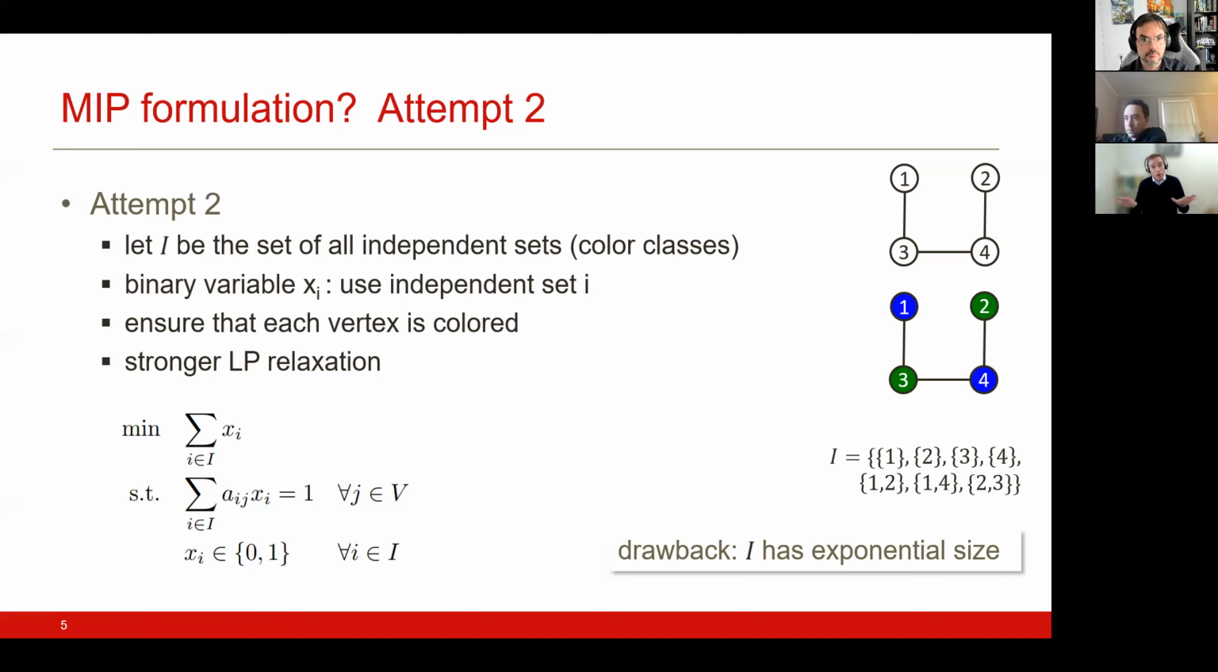And then if we have all possible independent sets and color classes, the choice now is which of these will we pick, the minimum number in fact, so that we color all the nodes. And every node is, of course, part of one of these color classes. And this is a standard set partitioning formulation for graph coloring in this case.